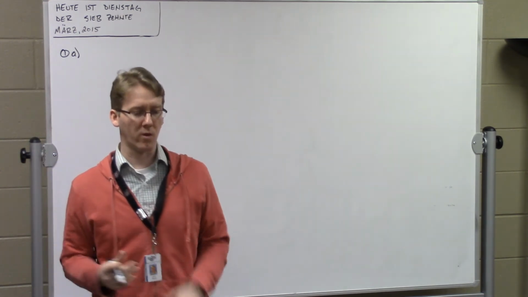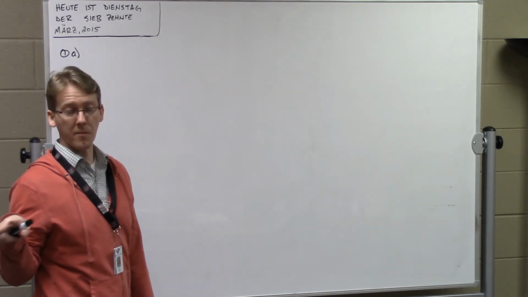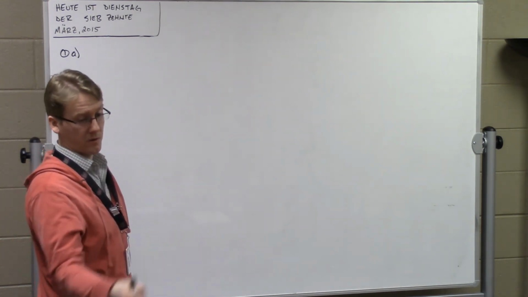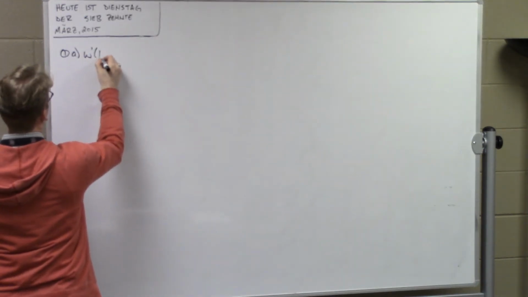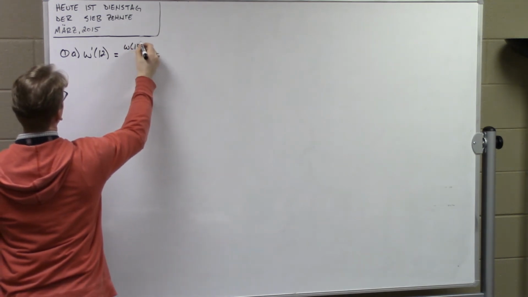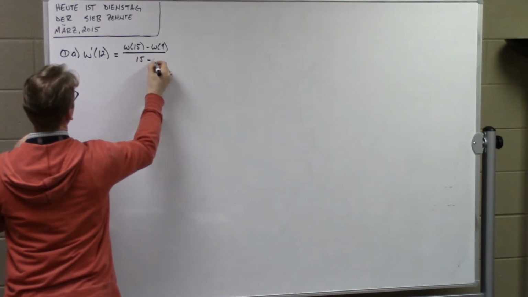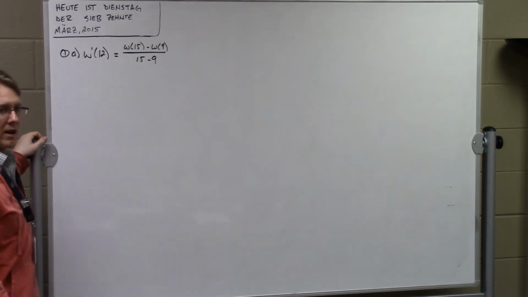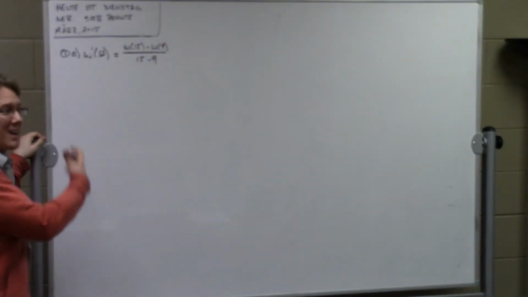This is an algebra 1 question. They wanted us to find slope, which is W prime, using algebra 1 skills because we don't have everything in the middle. So W prime of 12 is going to be roughly equal to W of 15 minus W of 9 over 15 minus 9. That's straight up y2 minus y1. Remember these for my quest?